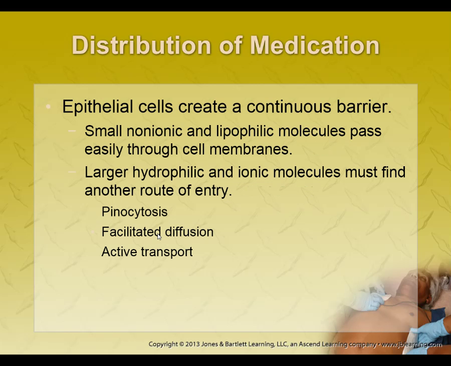Epithelial cells create our continuous barrier. So our skin is our continuous barrier. Small, non-ionic, and lipophilic molecules pass through the cell membrane. A lot of you guys have had some anatomy or biology, and you know that epithelial cells have a bilipid membrane. In part of the bilipid membrane, the heads are hydrophilic and the tails are hydrophobic. So parts of them are what help them attract to each other. Larger hydrophilic and ionic molecules must pass through another route of entry.